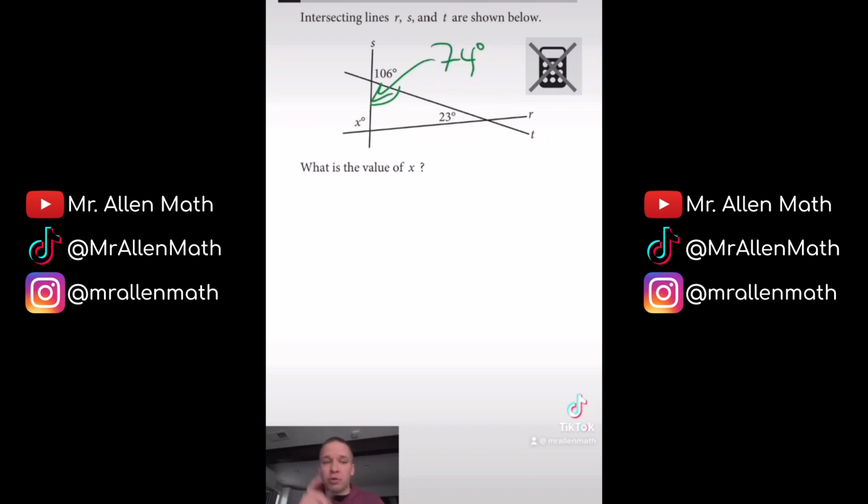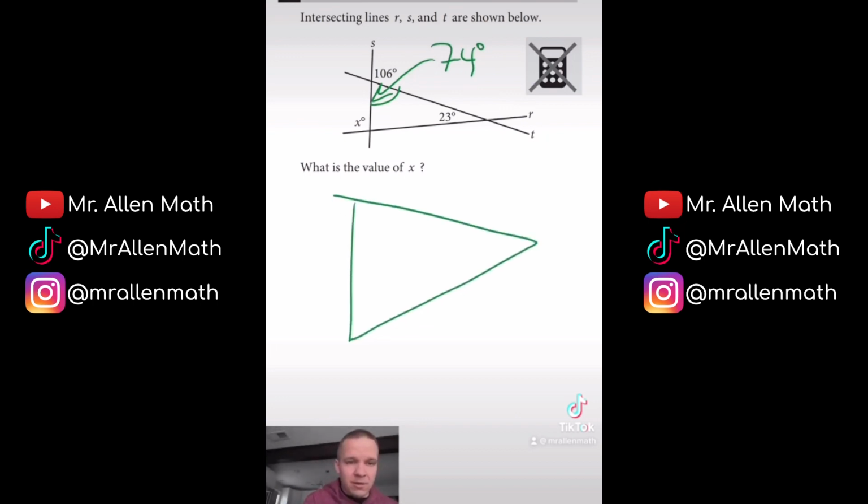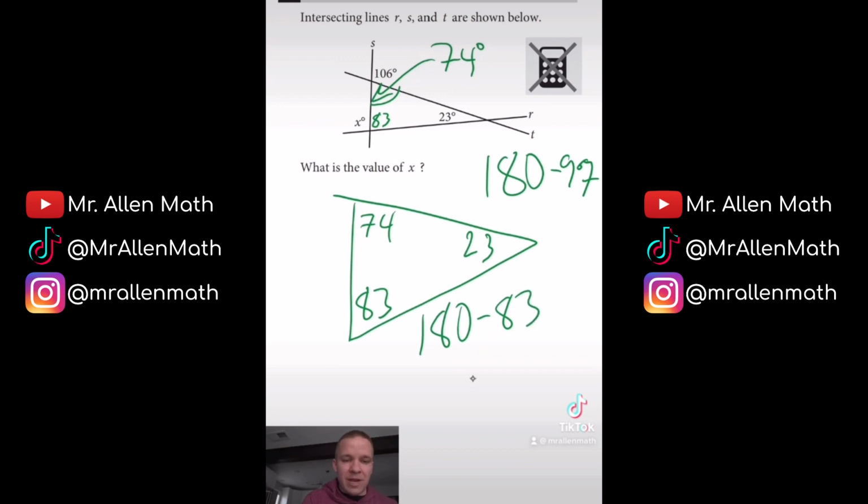Now I have a triangle. With the 74, 23, how many degrees are in a triangle? 180 degrees are in a triangle, so I can subtract the 74 and the 23. 74 and 23 add up to 97, so if I subtract 97 from 180, I'm going to get 83 degrees. Now that is this angle right next to that X. What do I know about the X and that 83? Those guys are supplementary, so I'm going to have 180 minus 83, that's going to equal 97 degrees.